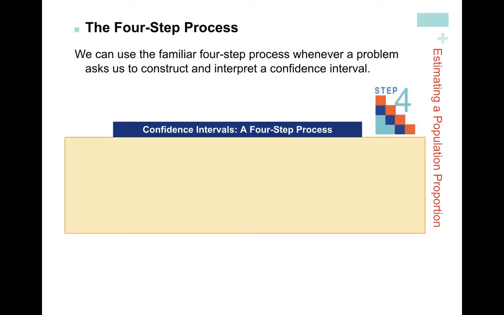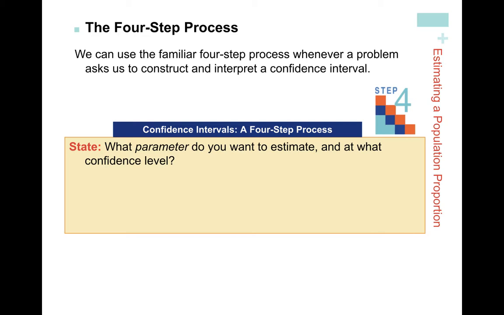So anytime you're doing inference, whether it's a confidence interval or a significance test, you are going to follow the state, plan, do, conclude process. Sounds like a lot of work. It's actually not bad. If you don't follow the process, you're not doing inference properly. Okay. So state is just what parameter do you want to estimate and at what confidence level. So we wish to estimate the true population proportion P of red beads in Mr. Lee's jar at the 90% confidence level.